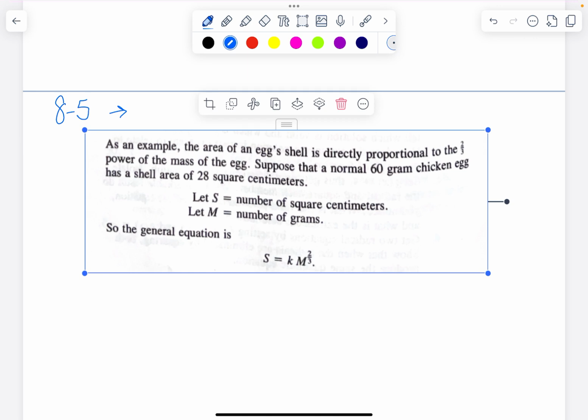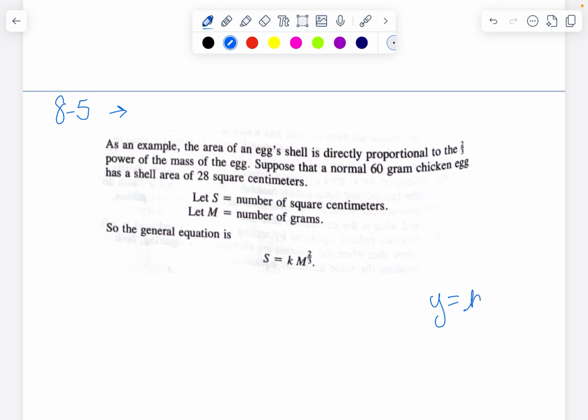We know our equation is going to be that general equation, which is y equals k times x to the n. And here's the example that's in your book. As an example, the area of an egg's shell is directly proportional to 2/3 the power of the mass of the egg.